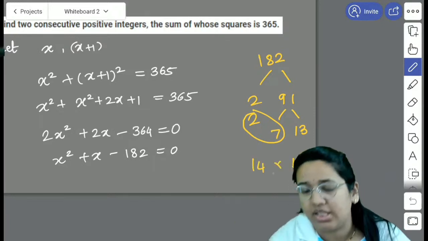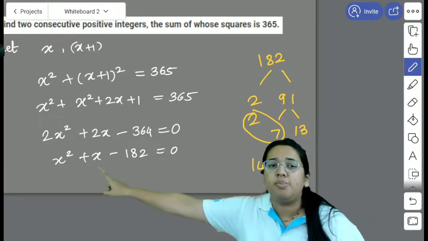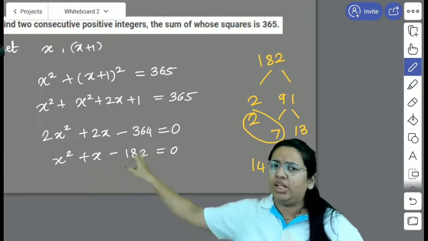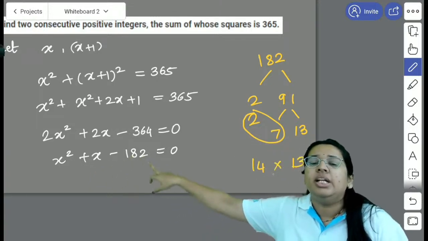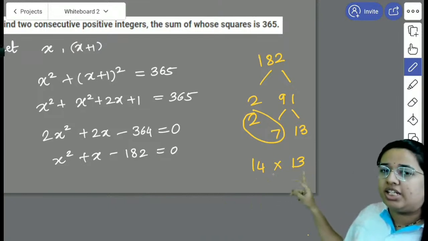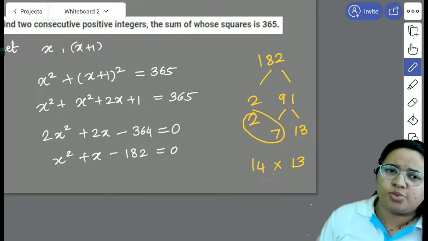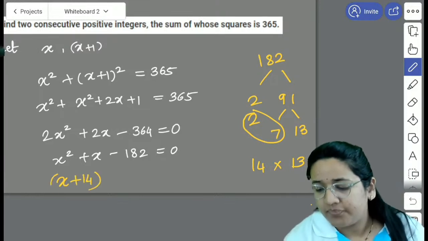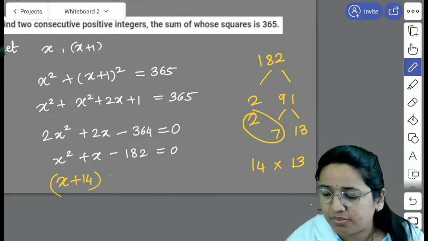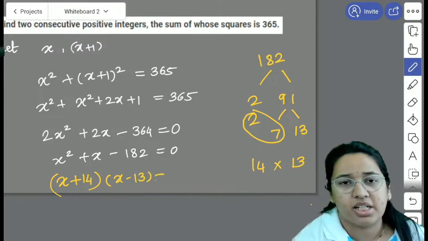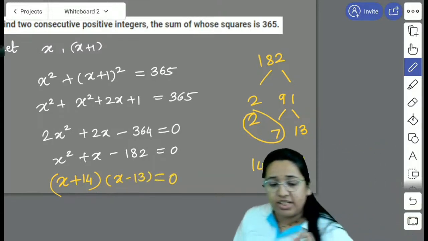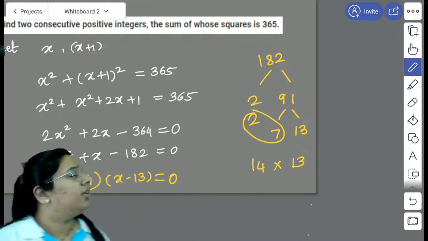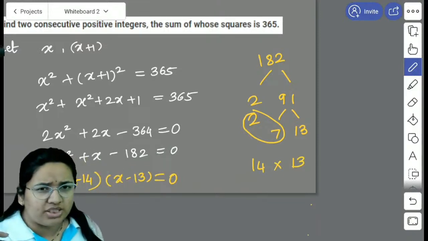But its addition should be plus 1 and the product is the negative one. It means that we just have to give the negative sign to this one. So I can say that its factors will be x plus 14 and x minus 13 equals 0. Are you getting this one? In how many ways? There will be three ways, right?